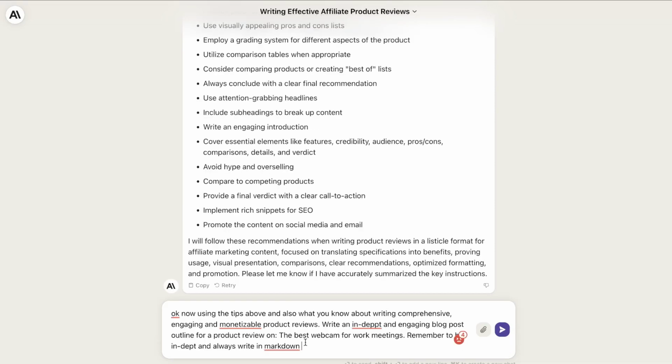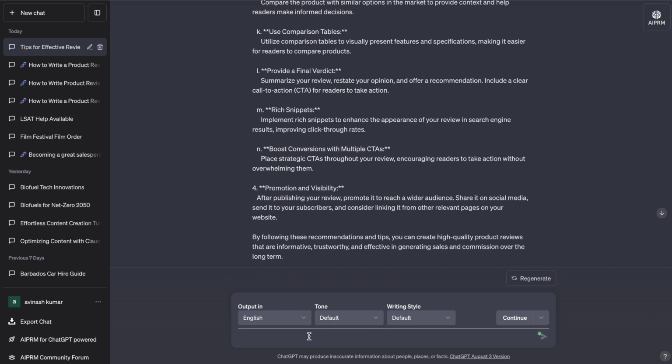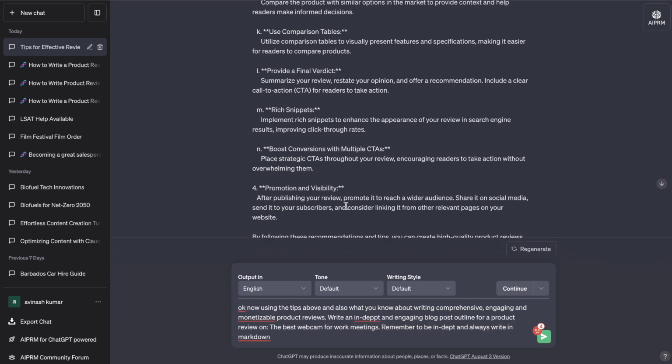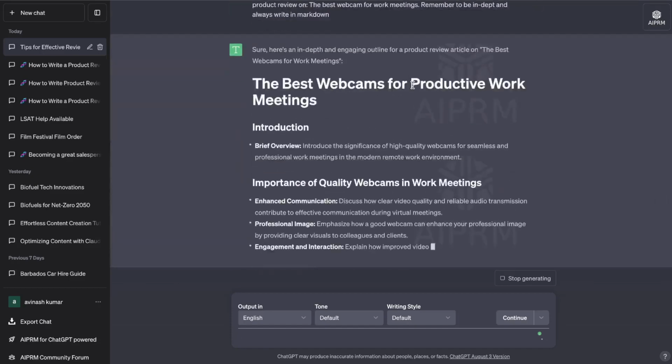So the first prompt that we'll be using to generate our outline will be to use the tips above and also what you know about writing comprehensive, engaging, and monetizable product reviews. Write an in-depth and engaging blog post outline for a product review on the best webcam for work meetings. Remember to be in-depth and always write in Markdown. So that is the prompt that we'll be using to get our outline. And again, I'm going to run the same prompt on ChatGPT. I am using GPT 3.5 Turbo mode on the ChatGPT interface.